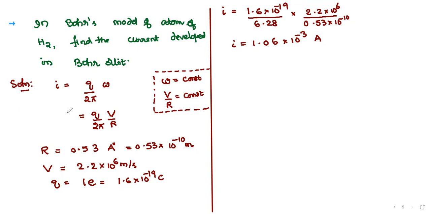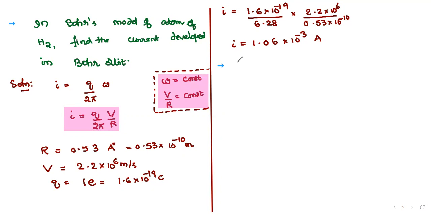Very good. So for this problem we used the same q omega by 2 pi. This was a previous exam question, but a little bit changed. We wrote it as q v by 2 pi r, by taking omega equals V by R and replacing that term. So you can change its form, that's it.